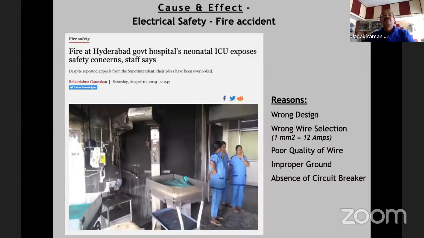Electrical safety, fire accident. Fire accident, they do not know it is an accident because of a short circuit. A short circuit means what? A wrong design maybe, a wrong wire selection, poor quality of wire, improper ground may also be other reasons. Absence of circuit breaker, it could be anything. It's not the fire accident, it is the electrical safety issue over here.